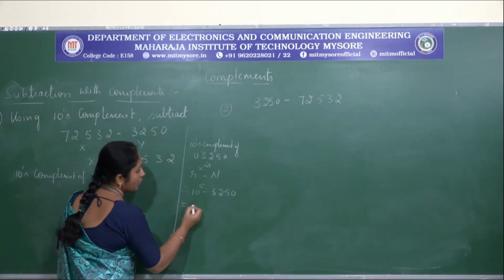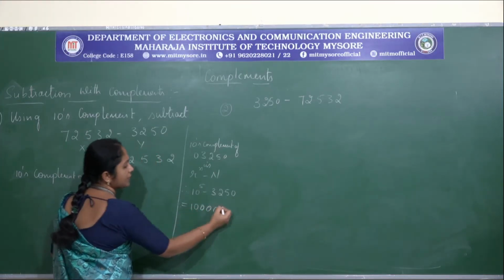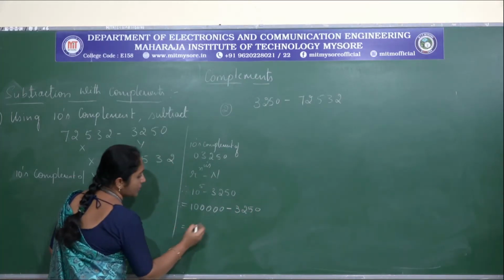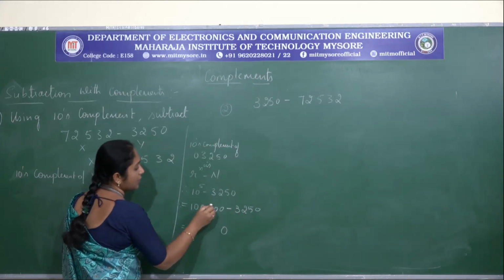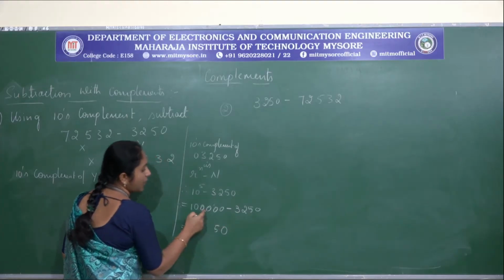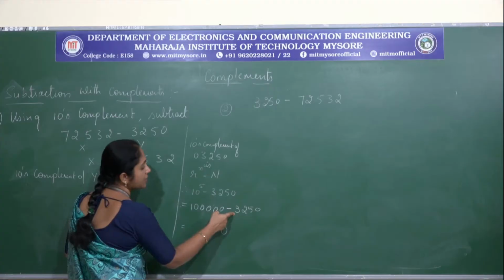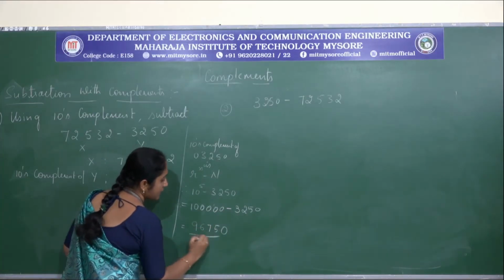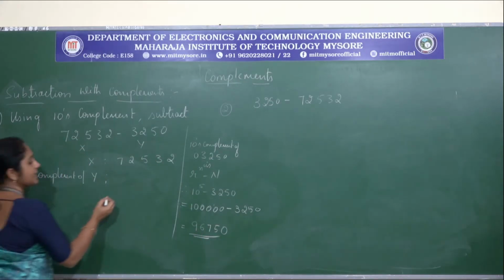so let me expand. Yes, we need to add one more 0, 3250. In the subtraction, if you observe, 0 minus 0, next we have 10 minus 5, which is 5, next we have 9 minus 2, which is 7, next we have 9 minus 3, that is 6. So this is the answer. This is the 10's complement of 3250. Let us consider that.